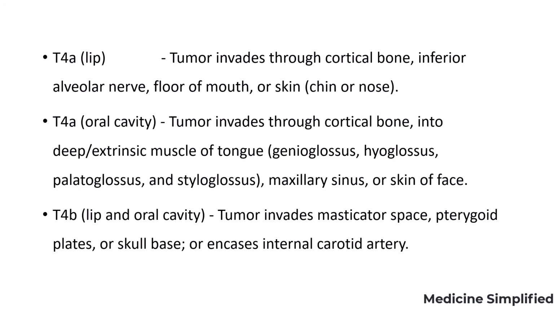T4 is subdivided into T4a and T4b. T4a is further divided into lip and oral cavity. T4a lip: tumor invades through cortical bone, inferior alveolar nerve, floor of mouth or skin. T4a oral cavity: tumor invades through cortical bone into deep extrinsic muscles of tongue, which are genioglossus, hyoglossus, palatoglossus, and styloglossus. Even further into maxillary sinus or skin of face.